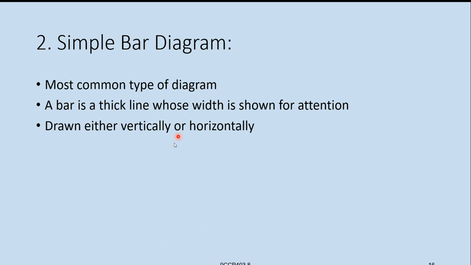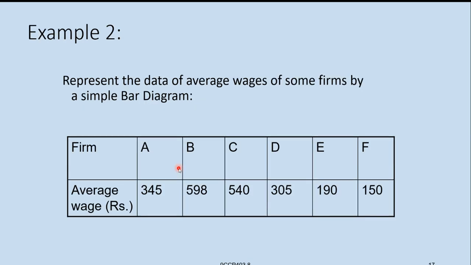It is almost depicting a box inverted here, like that. We'll see in the next slide. Drawn either vertically or horizontally. Again, bars can also be drawn horizontally or vertically from the x-axis. Horizontal lines are drawn from the y-axis, whereas vertical lines are drawn from the x-axis.